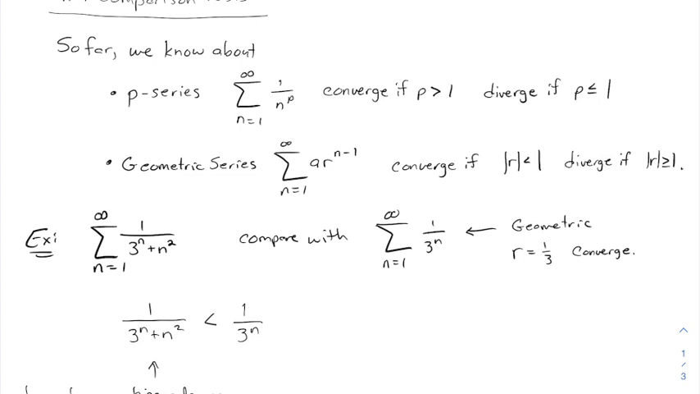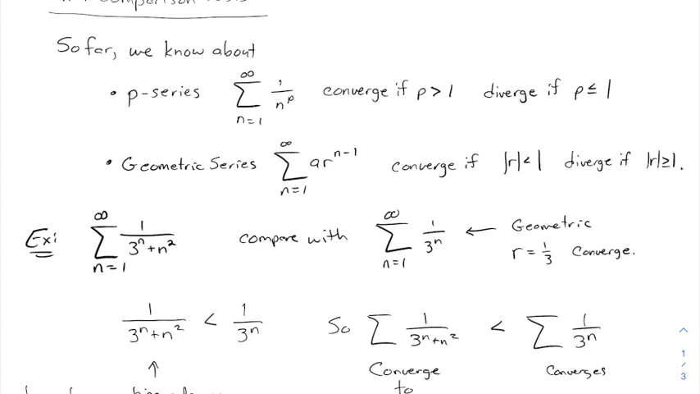So what this tells us is 1 over 3 to the n plus n squared is less than 1 over 3 to the n. This thing over here converges to a finite number. That means this over here has to also converge to a finite number. So this converges.